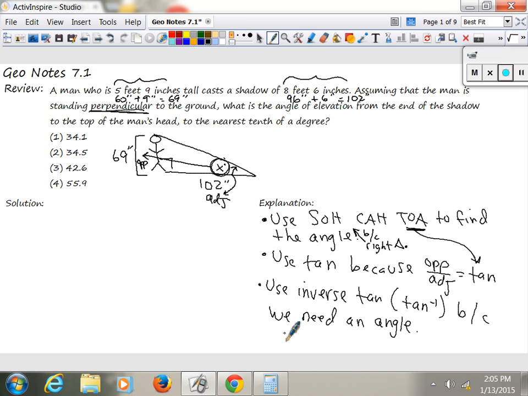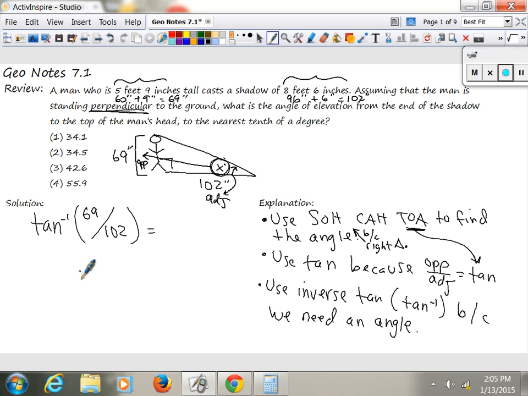Okay, so that's going to be what we're going to use. I think now we have enough information to go to the solution. I think now we can just simply write tan⁻¹, and 69 is our opposite, 102 is our adjacent, and we can plug that into our calculator and we can get a solution.